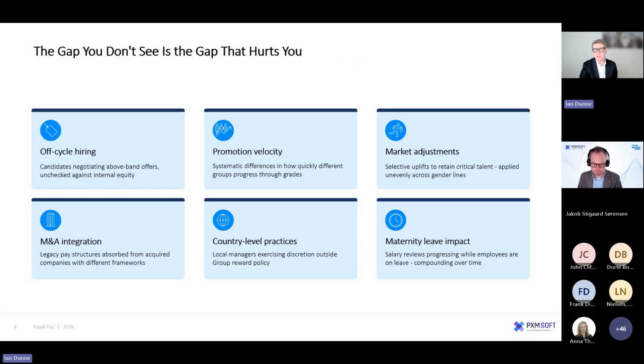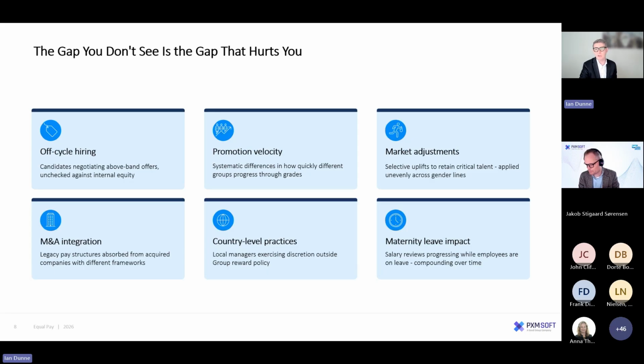Okay. And as you see on this slide, there are many activities which you'll all be very familiar with. If you think, for example, about off-cycle hiring, a candidate negotiates above band. No one checks whether this creates an internal equity issue. If you multiply that across 100 hiring decisions over 2 years, you've got a serious problem on your hands. And this is happening across many organizations, right? You've got promotion velocity. Are different groups progressing through grades at systematically different speeds? This pattern won't show up in a single salary review, but it compounds over time, and it shows up clearly in aggregate reporting, right?